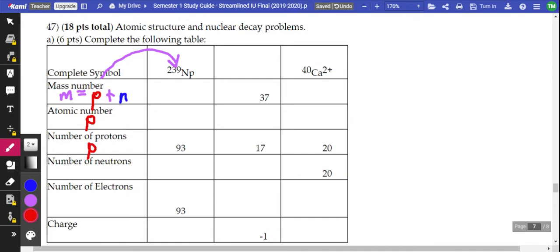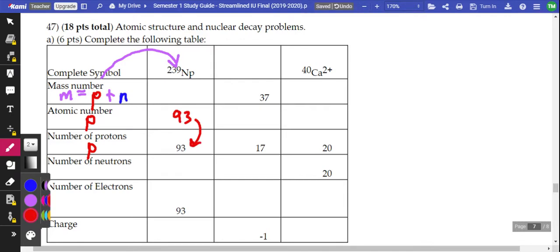Okay, so if I go look up neptunium, that should tell me how many protons it has. A lot of periodic table here. So let's see, Np for neptunium, there it is. It has 93 protons because it's atomic number 93, which, hey, matches right there. So that's good, we're on the right track.